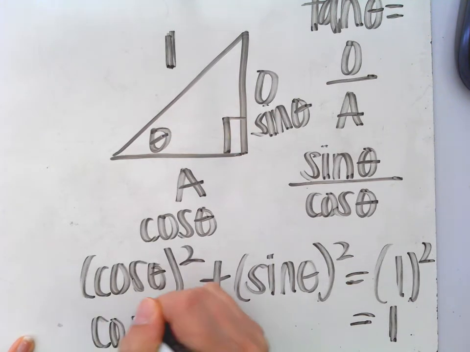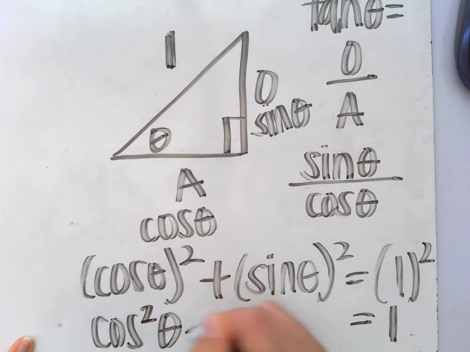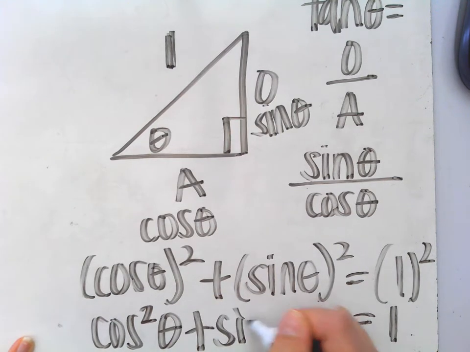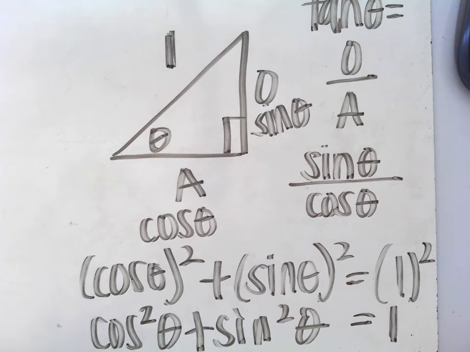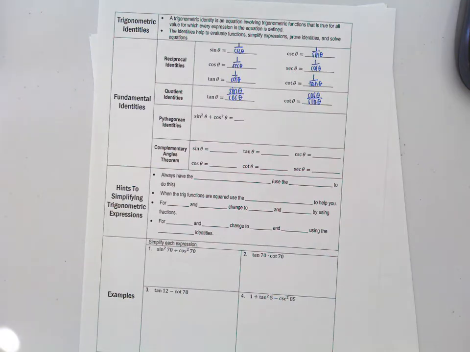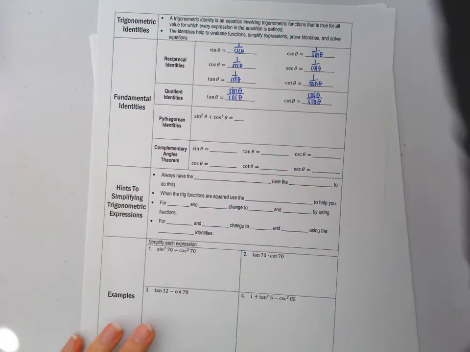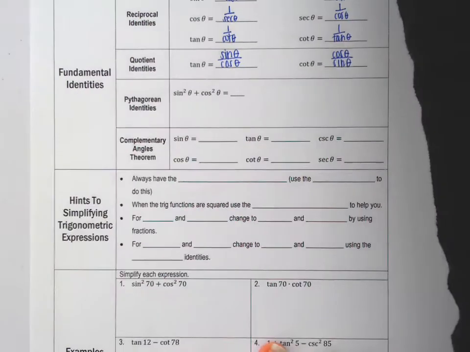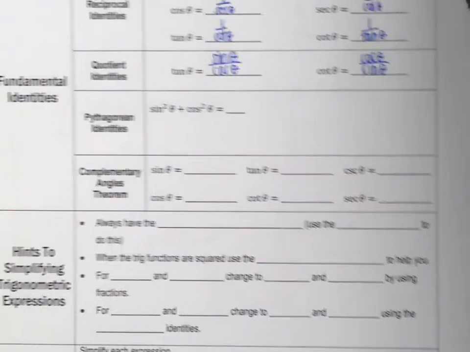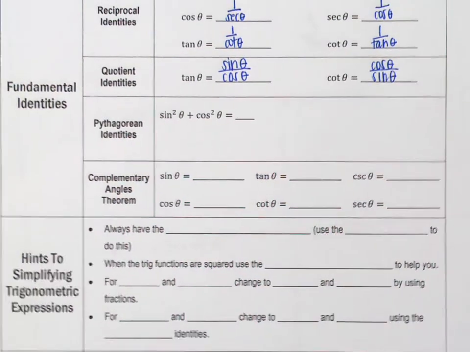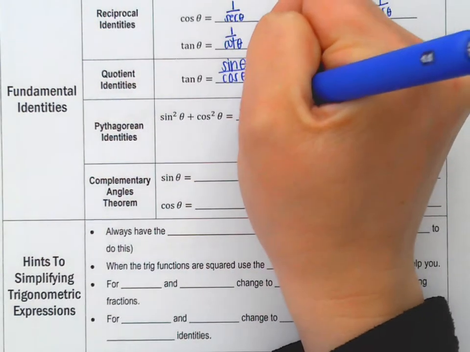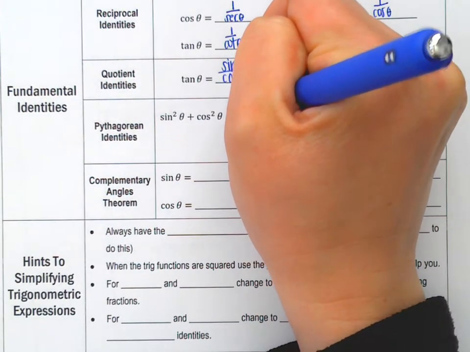Remember, you write it as cosine squared theta, and then you write this one as sine squared theta. And so that is the Pythagorean identity. And that's another huge one, and we use that so much. It's super important. And there's a lot of space there because there's different versions of it. So sine squared theta plus cosine squared theta is 1.